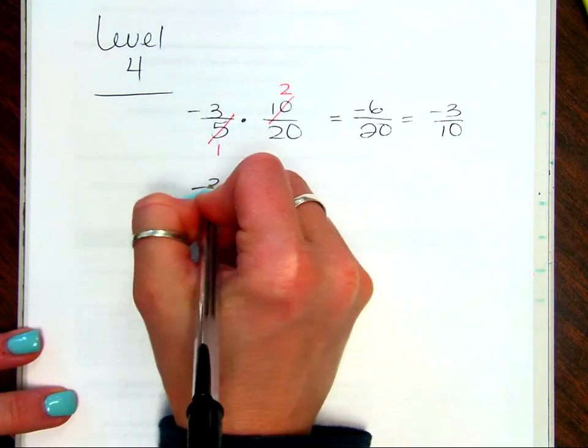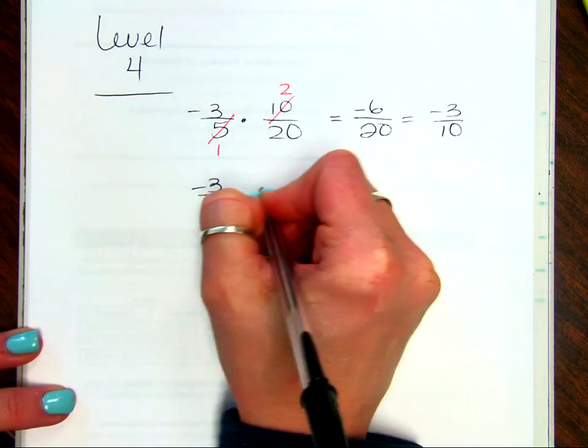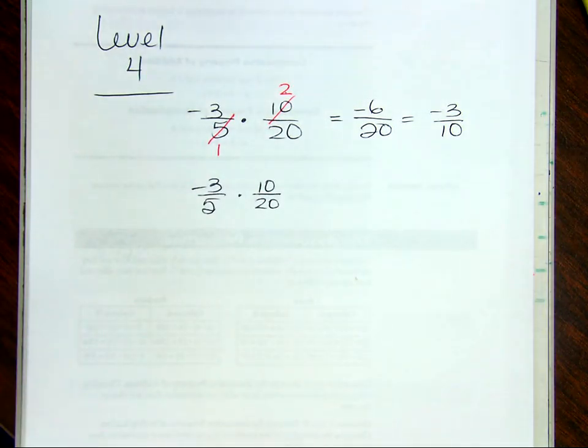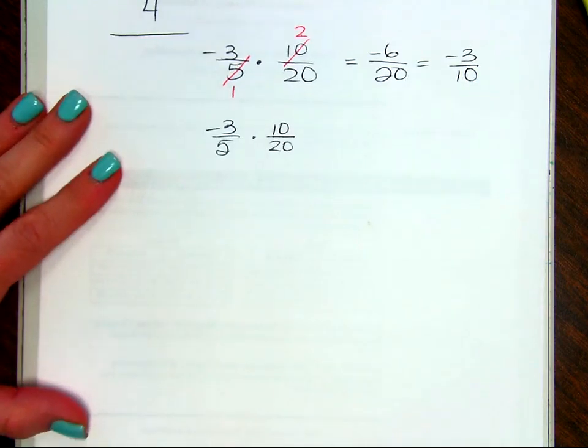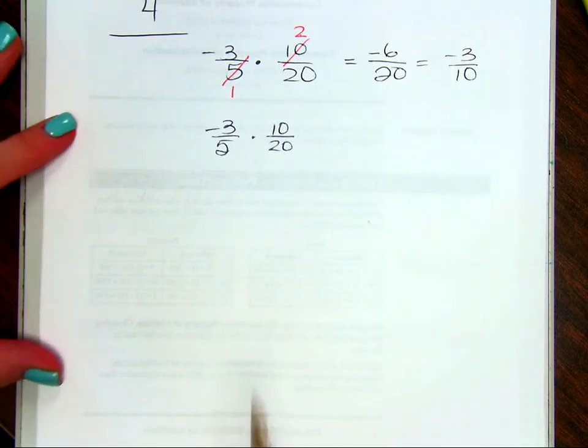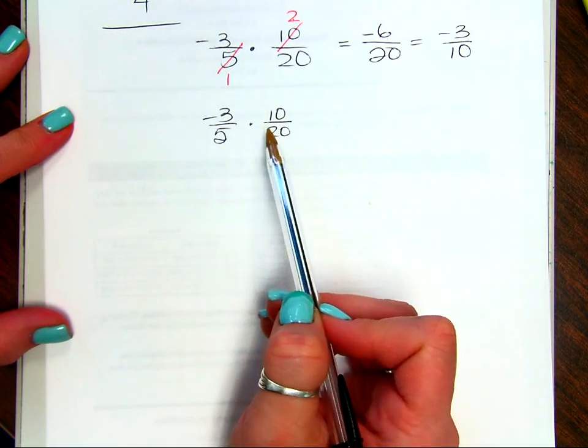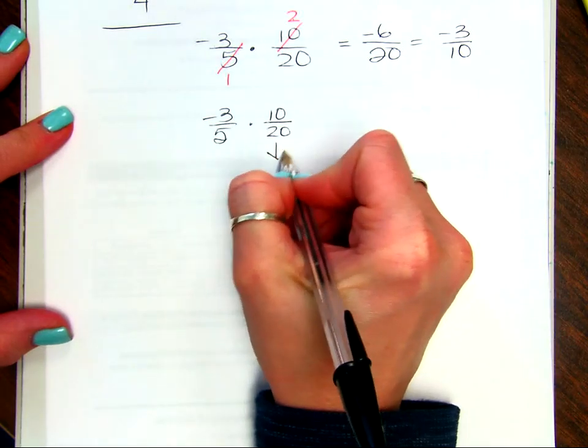Starting with a fresh -3/5 and 10/20. 10/20 is really what, Ryan? Yes. So watch what I'm about to do. People always think, eyes up here, not on the board right now, that the canceling has to take place diagonally like this.